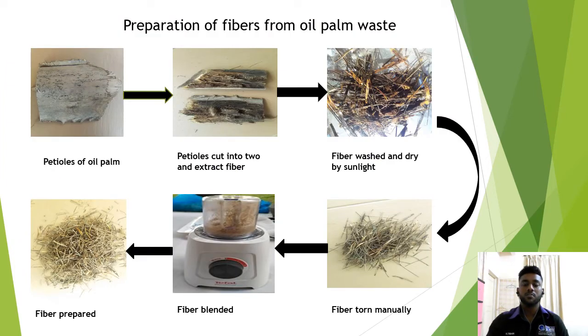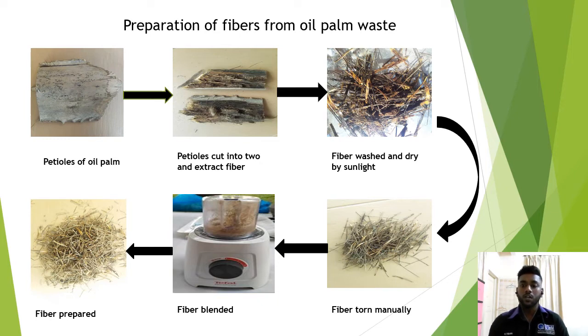So this is the methodology part. There are three parts in the methodology chapter. First, the preparation of fiber from oil palm waste. First, we need to find oil palm waste from the garden or farm.